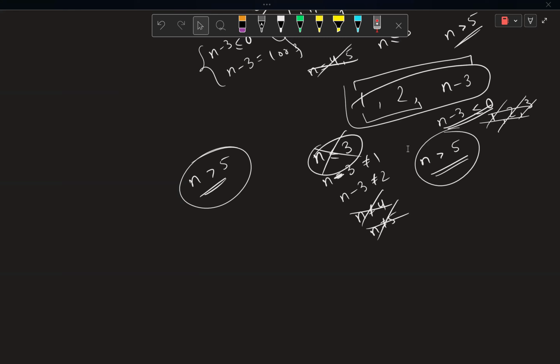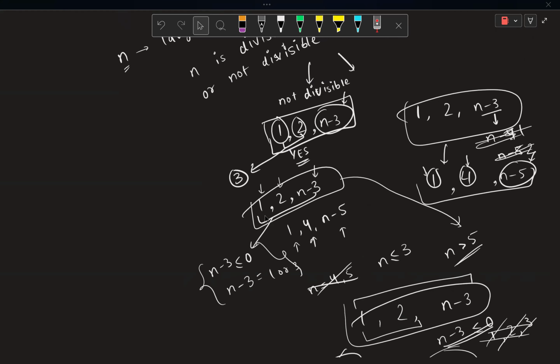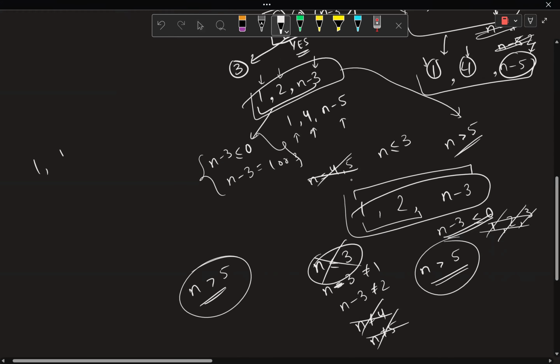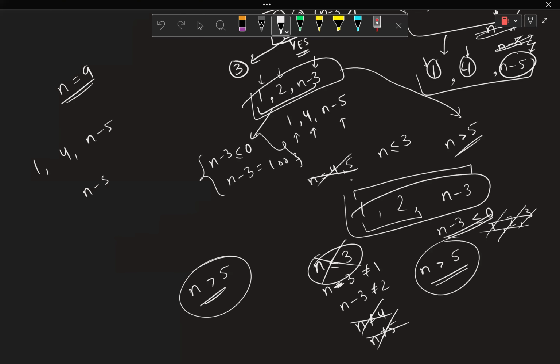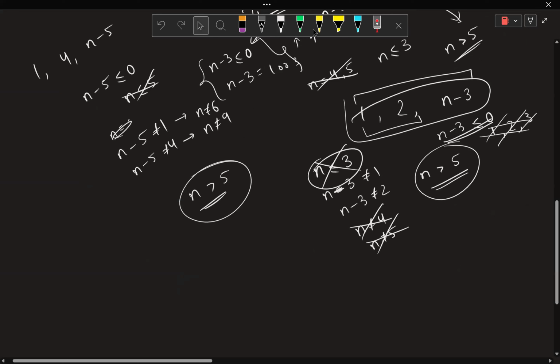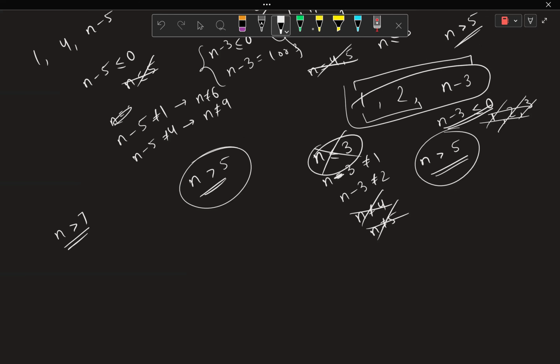Right. And for the other case, in a similar way, you see 1, 4, and n minus 5, it is pretty much similar. And even for giving a hint, they took n equal to 9 in the test cases, that it will fail. It fails if n minus 5 is less than or equal to 0, which will happen only if n is less than or equal to 5, so we will ignore all those cases. And when n is equal to 6, n minus 5 is equal to 1. Basically, you didn't want n minus 5 to be equal to 1, so n should not be equal to 6. And n minus 5 should not be equal to 4 also, so n should not be equal to 9. So here you can say that n is greater than 7 and not equal to 9.